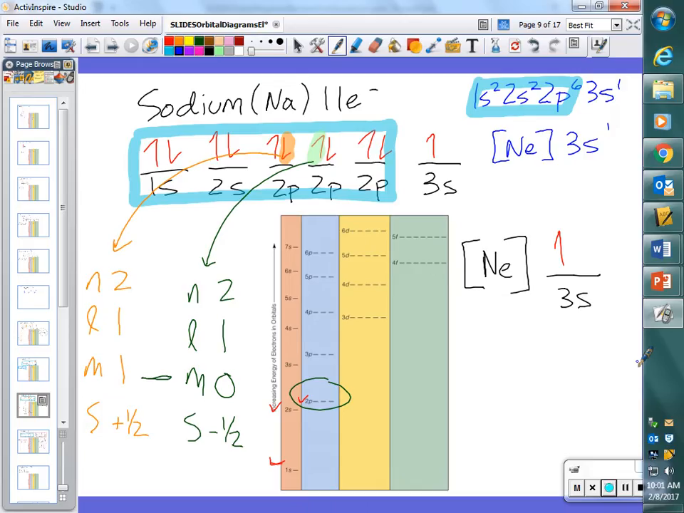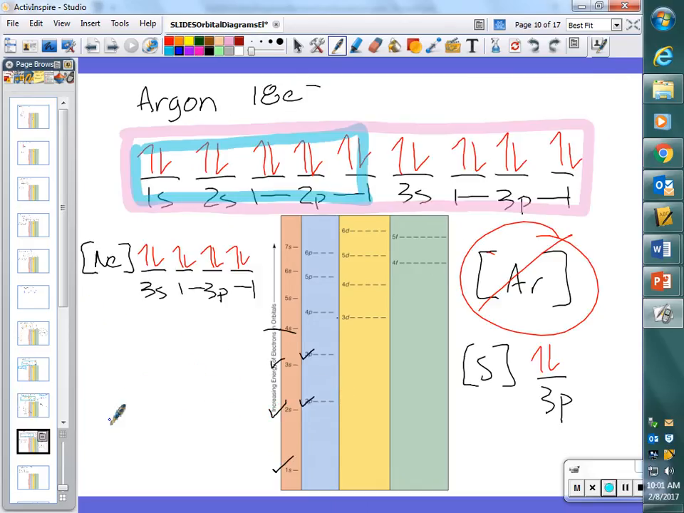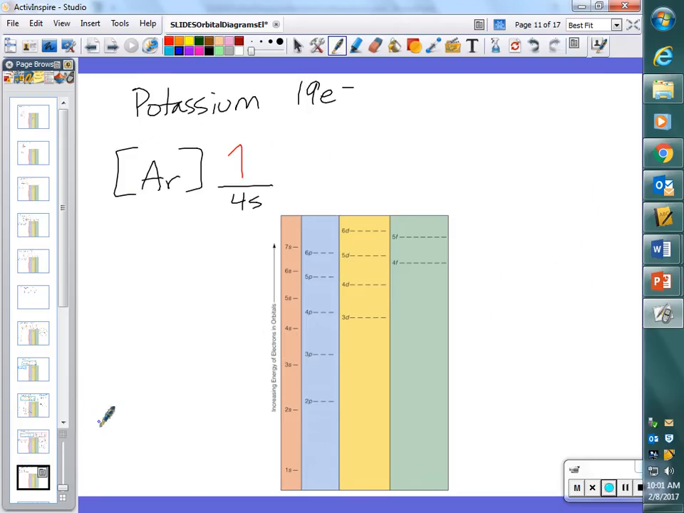Let's do this. Give me the electron configuration for potassium. Write me the full electron configuration for potassium, and then write me the noble gas configuration for potassium. That's a long one.